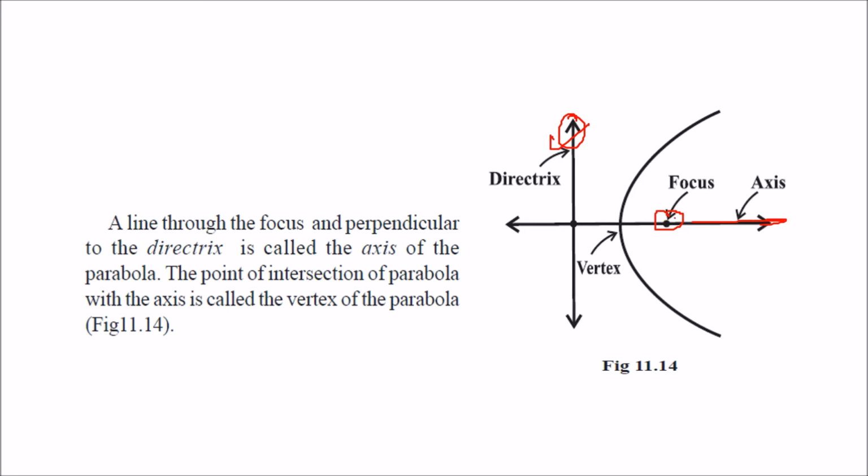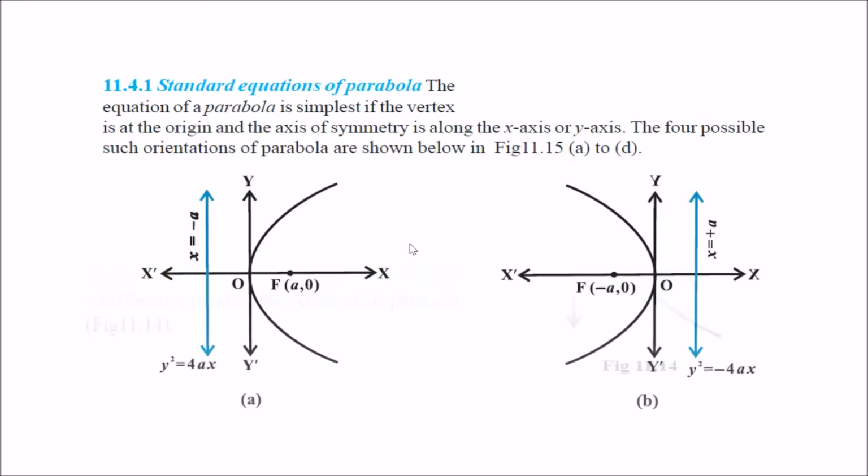The axis is actually a line passing through the focus, and it is perpendicular to the directrix. It is perpendicular to the directrix, and it is passing through the focus. Then only it will be an axis. And where this parabola intersects with this axis, we call it the vertex. So this is the vertex, this is the focus, this is your axis, and this is your directrix.